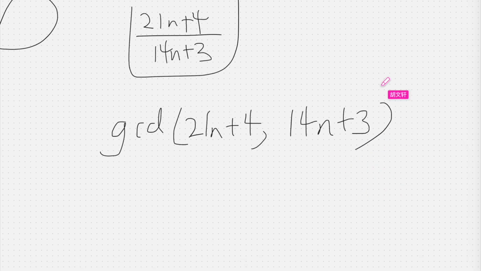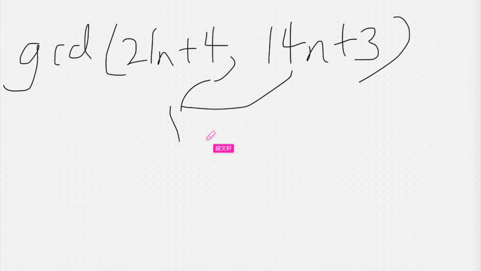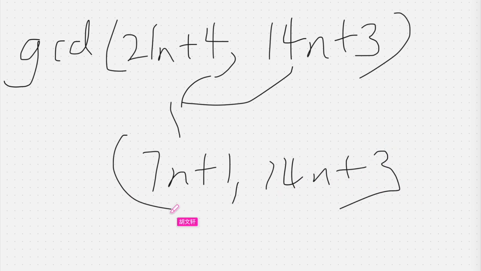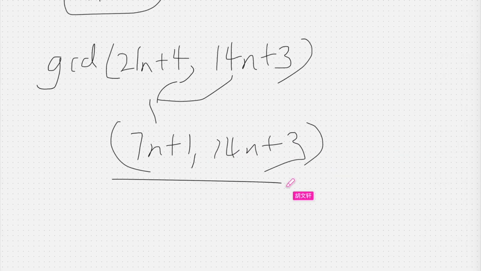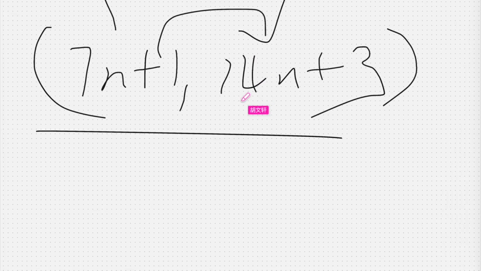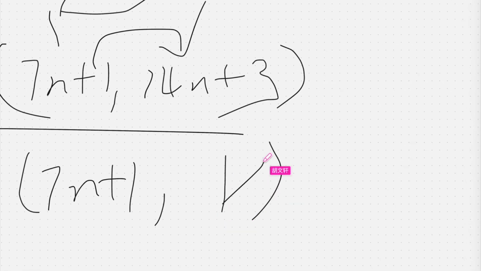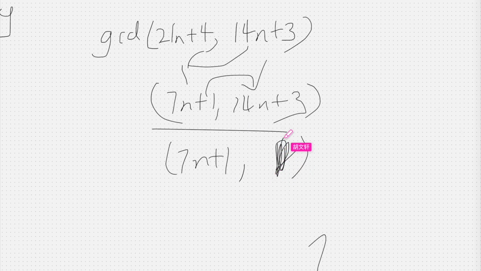So in this case, it's really easy because we can just use the Euclidean algorithm. How many times does 14 go into 21? That's just one time, so 7n plus 1 and 14n plus 3. And we're just finding the greatest common divisor between these two, and we can just repeat that, which gives us 7n plus 1 and 1. And to be fair, you can just tell that the gcd of 7n plus 1 and 1 is 1. So because the greatest common divisor is 1, which is correct for all integers, then this fraction is irreducible because it doesn't have any other common factors.